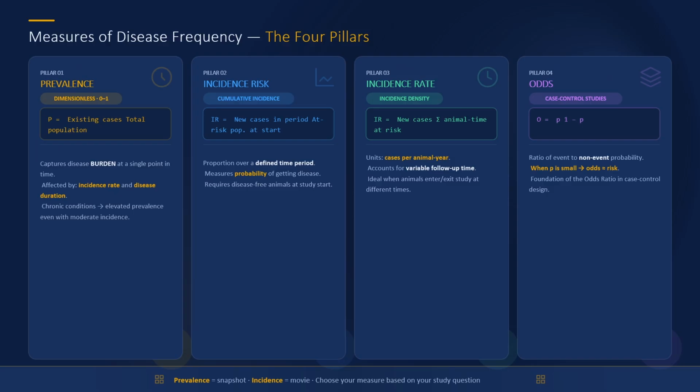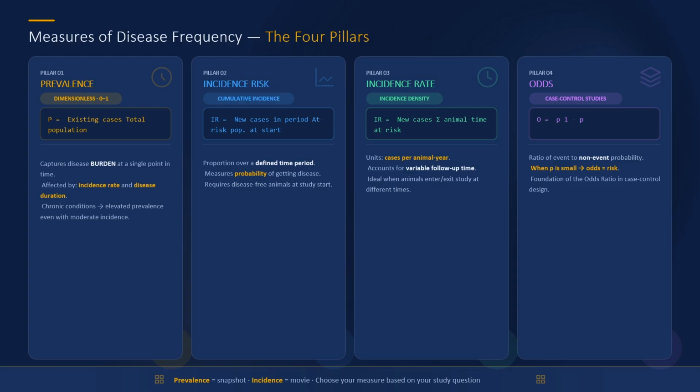Pillars of disease frequency. Get these right, and much of the exam takes care of itself. Prevalence is existing cases over total population. It's a snapshot of burden. Two things drive it: how fast new cases appear and how long they stick around. That second part trips people up. A disease with modest incidence but lifelong duration will show high prevalence.